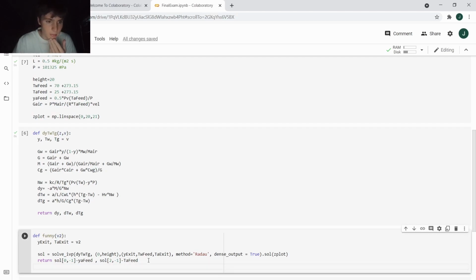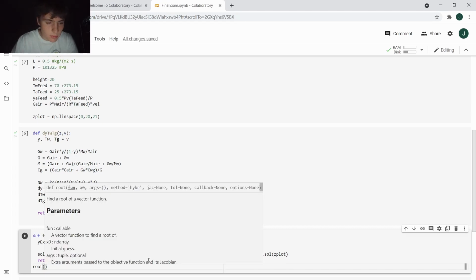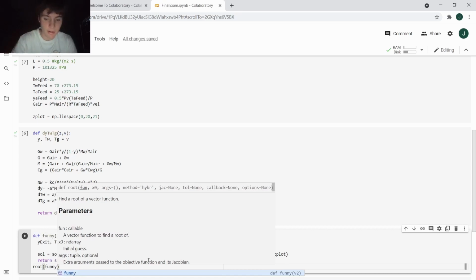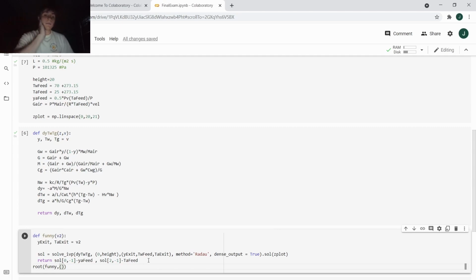And now we should be able to do the root function. The function we're trying to find the root of is the function we just defined. And then we need guesses for it. What do we think the mole fraction at the exit is going to be? When the air exits, what's the mole fraction of the water going to be? Well, it comes in at YA feed, and we know that water evaporates, so the mole fraction is going to increase. Let's just put a guess of a 10% increase.